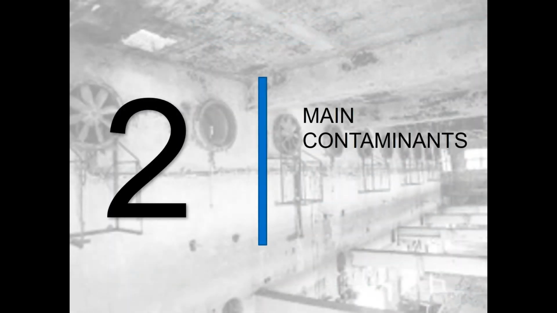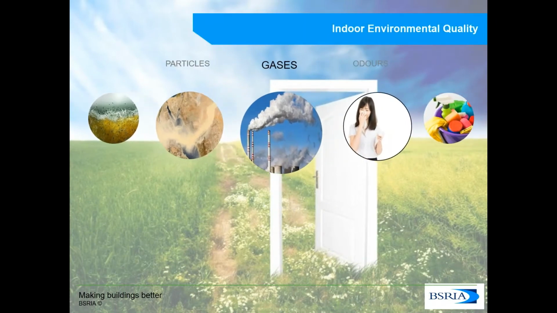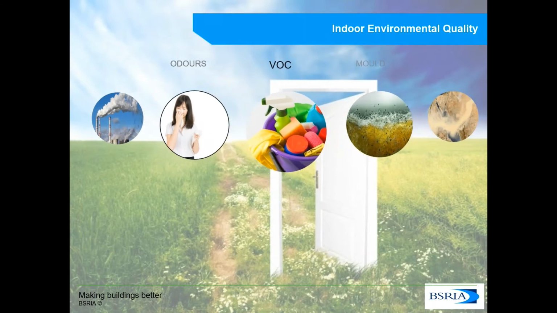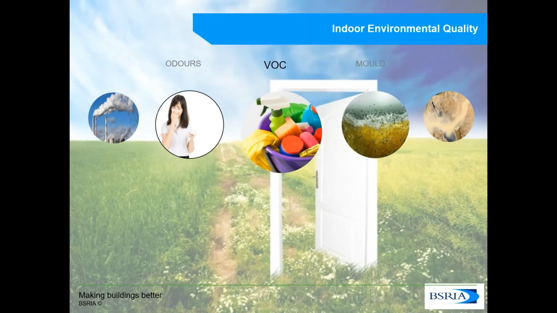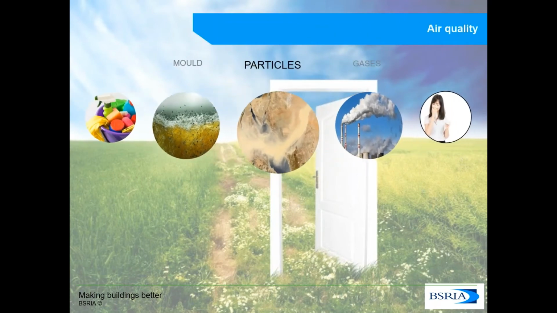So the main contaminants of air can be classified in 5 groups, which are particles, gases, odors, volatile organic compounds, and biological contaminants such as mold or bacteria. Well, let's start with particles.